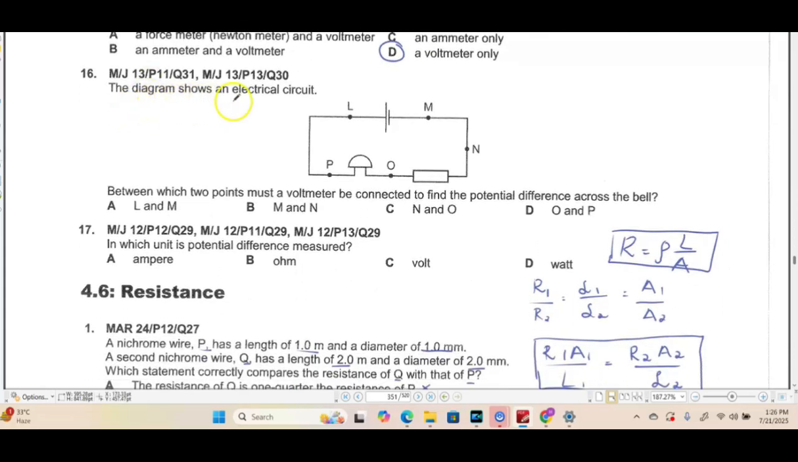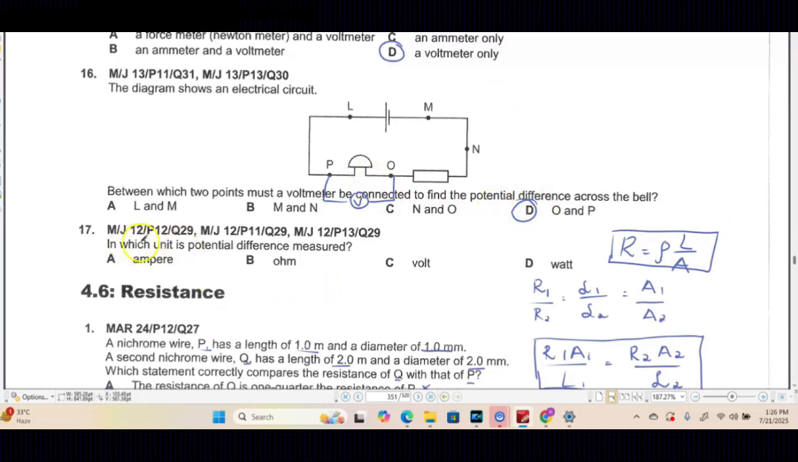Question number 16. The diagram shows an electric circuit. Between which 2 points must a voltmeter be connected to find the potential difference across the bell? If it has to be the potential difference across the bell, it has to be connected over here, parallel to the component. So it is going to be between O and P. So this is our correct option.